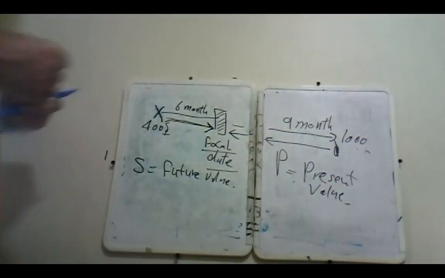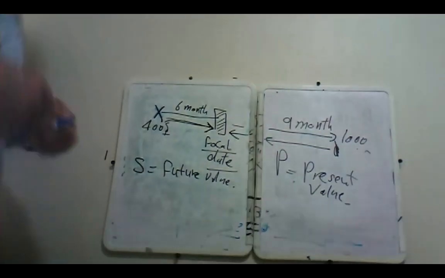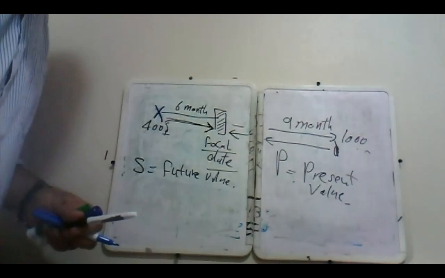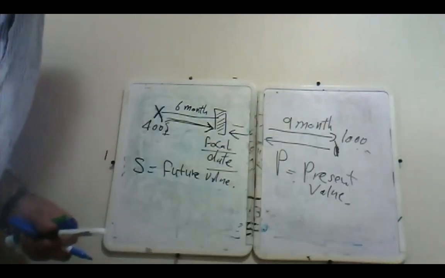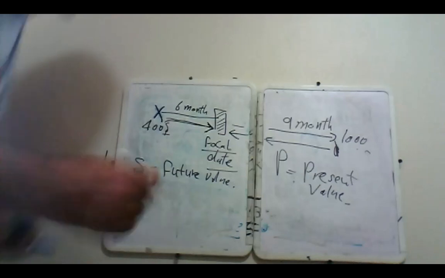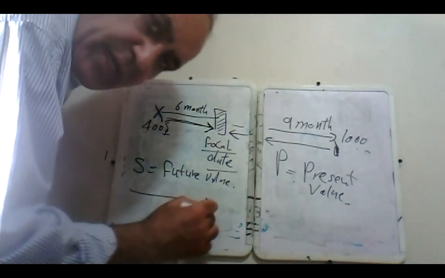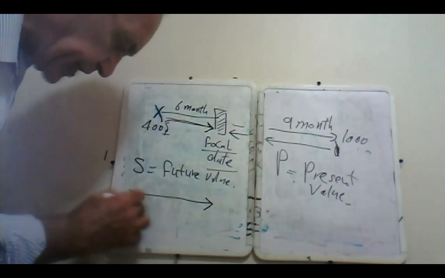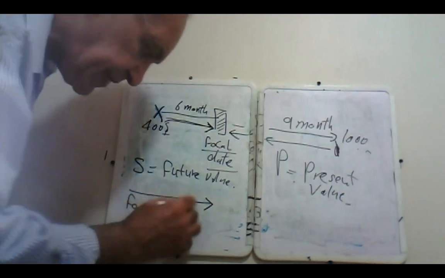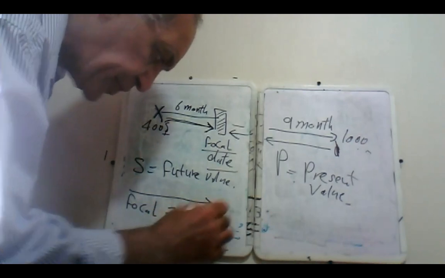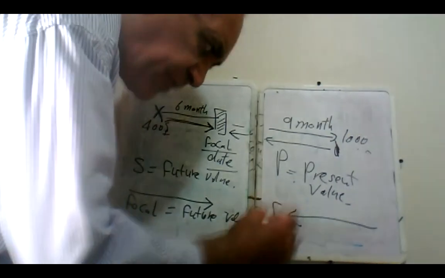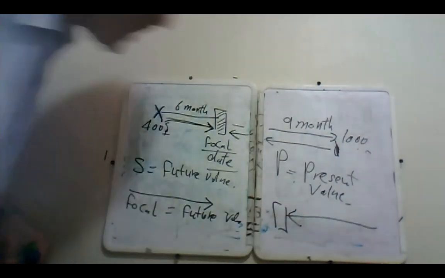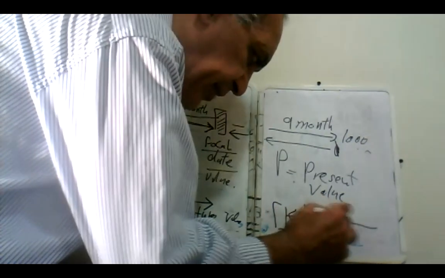So the rule is, like I used to say to my students always: going forward, you will get the future value. Going backwards, you will get the present value. So it is like this. If I go this way, and here is the focal date, then I will get the future value. But if I go like this, and here is the focal date, then I will get the present value.